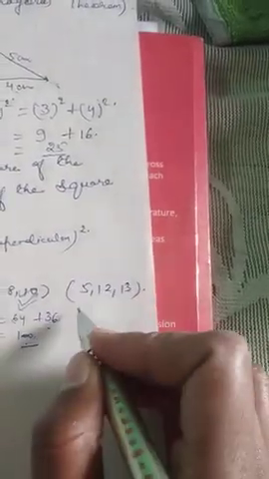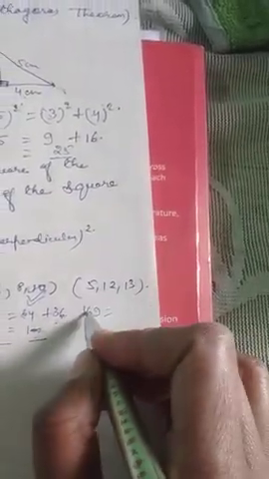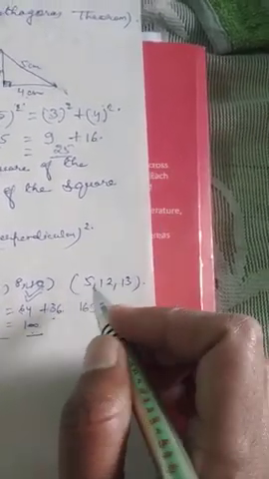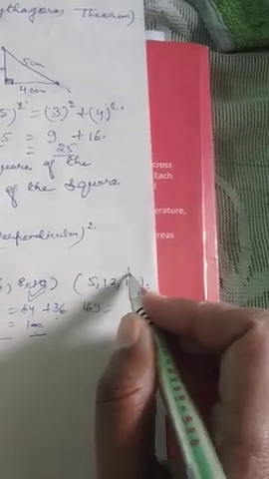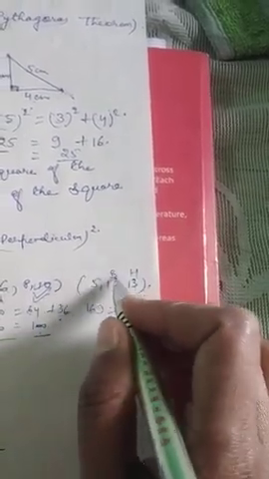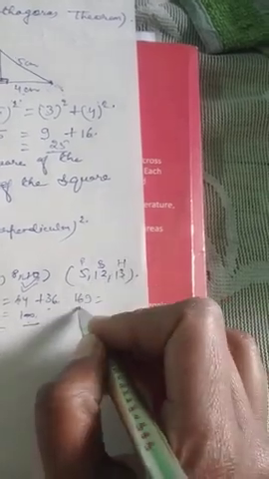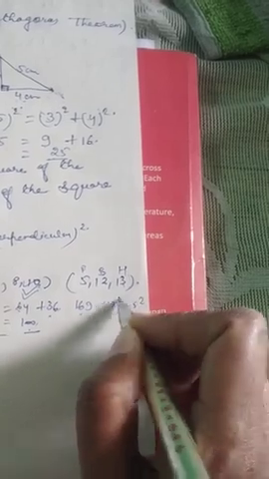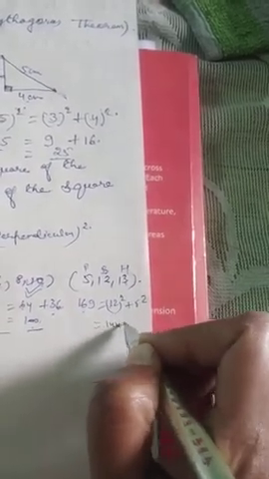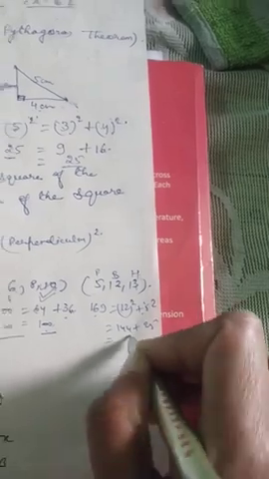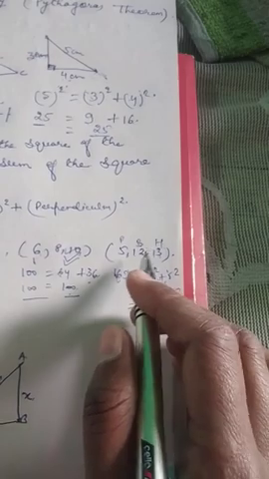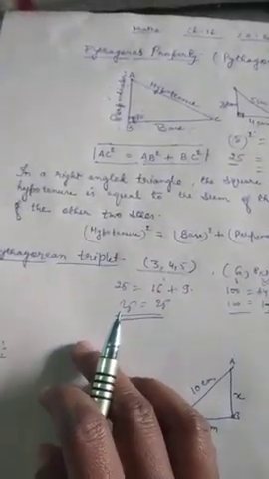This one, 13 square, is 169. The longest side will always be on this side. Okay, it means the longest side will be considered the hypotenuse and the other two sides will be base and perpendicular. So hypotenuse square will be equal to the sum of the squares of these two sides, 12 square and 5 square. 12 square is 144, 5 square is 25. 144 plus 25 will be equal to 169. So this is also fulfilling this property. So these are called Pythagoras triplets.